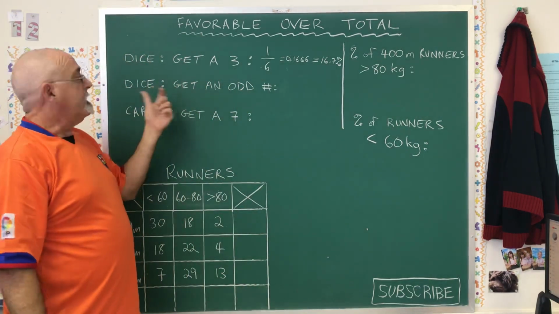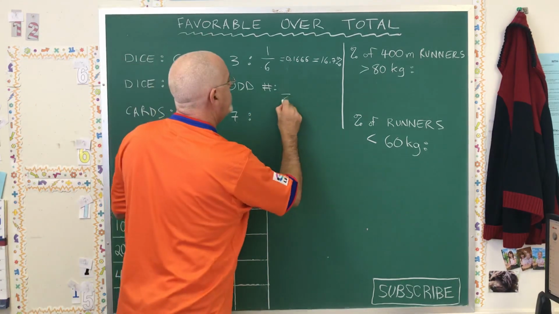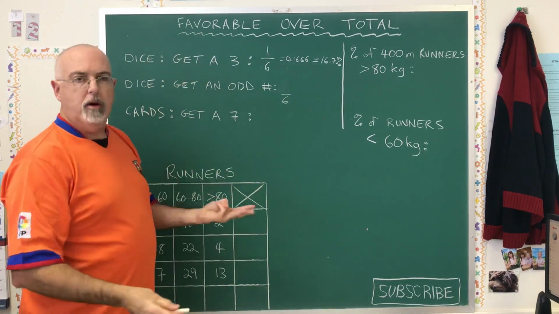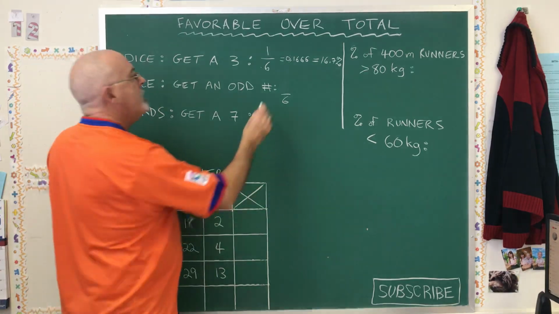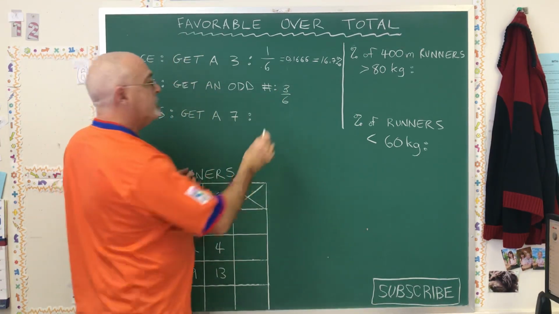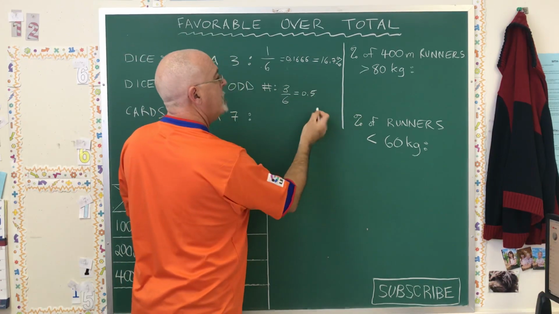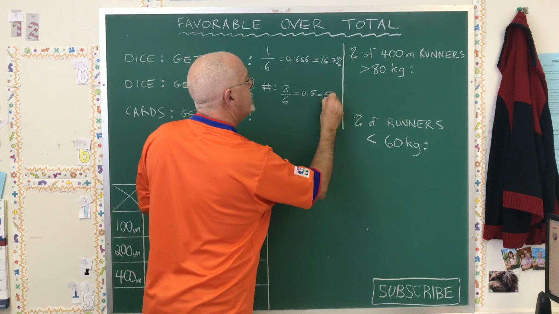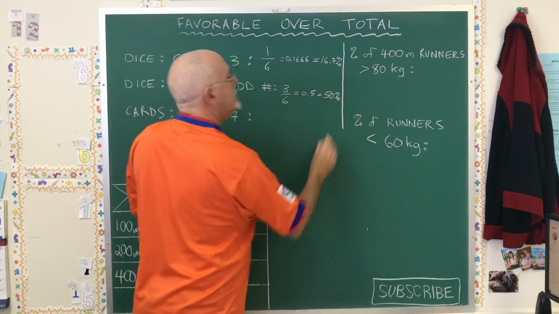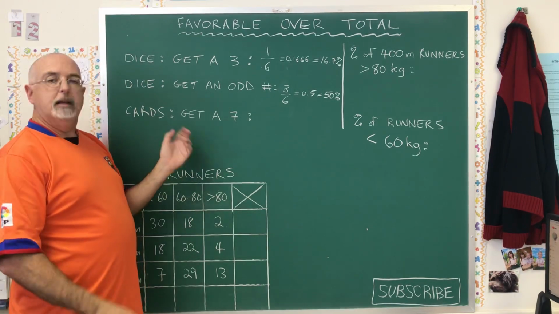Also with the dice, get an odd number. Well, the total is still 6, but the favorable, there are 3 odd numbers on the dice, so the favorable is 3. 3 over 6, which is a little easier to divide, it gives us 0.5 in decimal, and when we multiply by 100, that tells us we have a 50% chance of getting an odd number when we roll a dice. With cards, getting a 7.